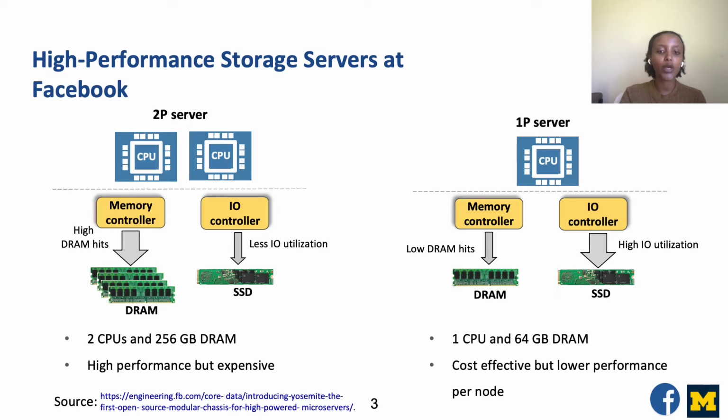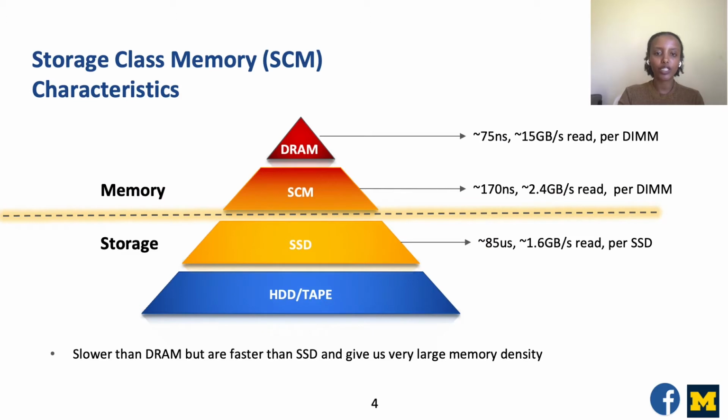Another option that we explore in this paper is, can we use storage class memories to create high performance and cost-effective servers? Let's first see what storage class memories are. Storage class memories have both the characteristics of memory and storage. They are byte addressable and can have larger density than DRAM per module. If we look at the memory hierarchy, they're in between DRAM and SSD. They have lower bandwidth and higher access latency than DRAM, but they're much faster than flash and can be used to extend the capacity of 1P servers beyond what we can do with DRAM.